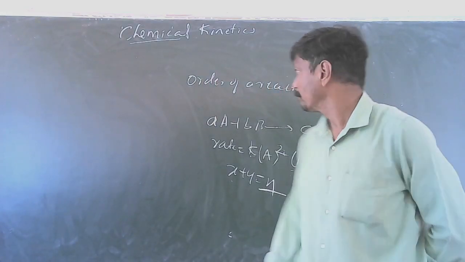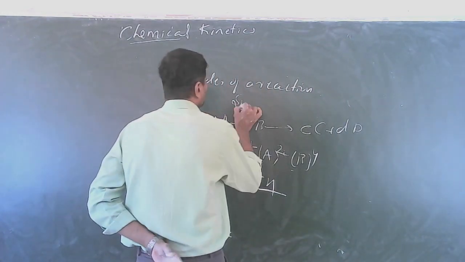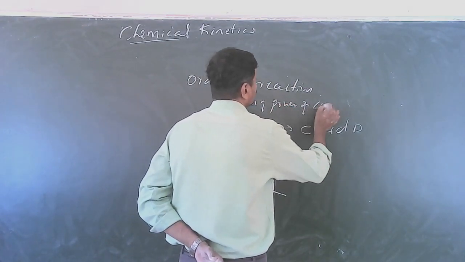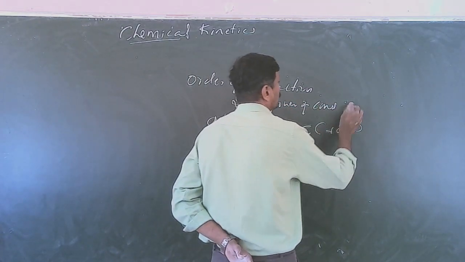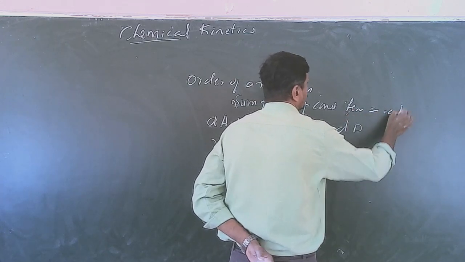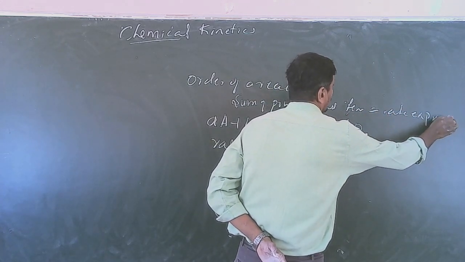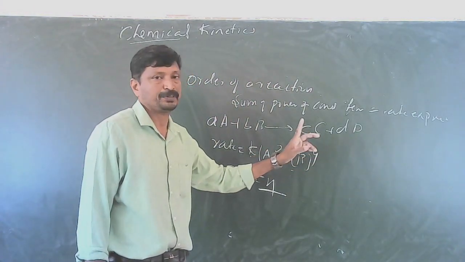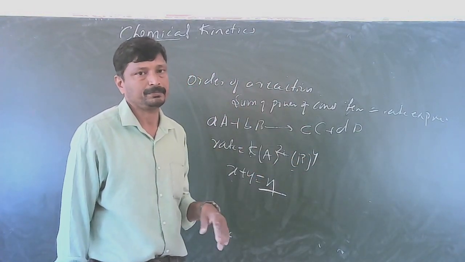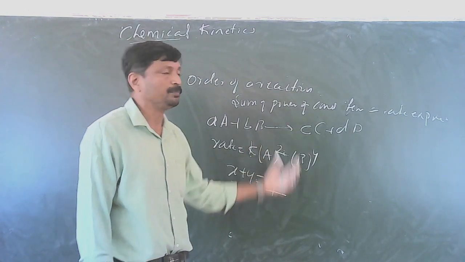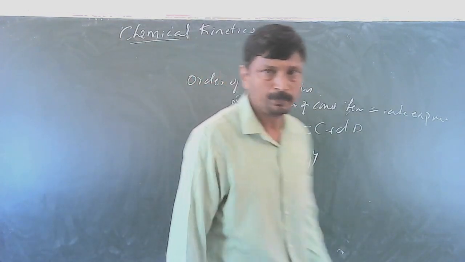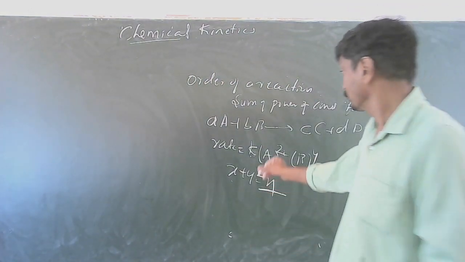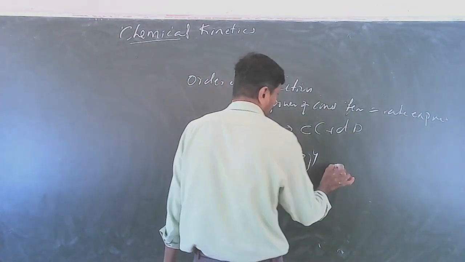What is the order of reaction? Sum of the powers of concentration terms in the rate expression is called the order of reaction. The order with respect to A is x, the order with respect to B is y. The total order of reaction is x plus y. See, I give one example.